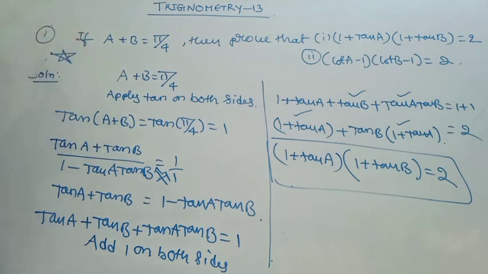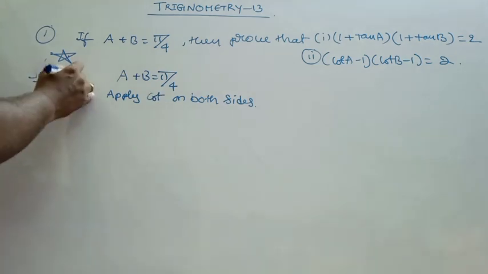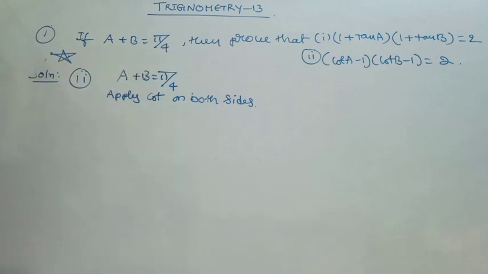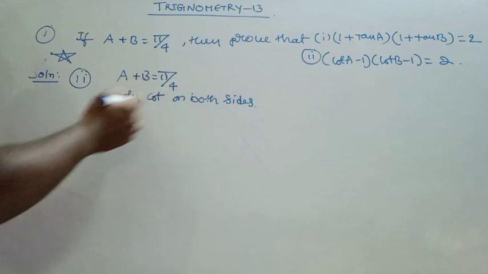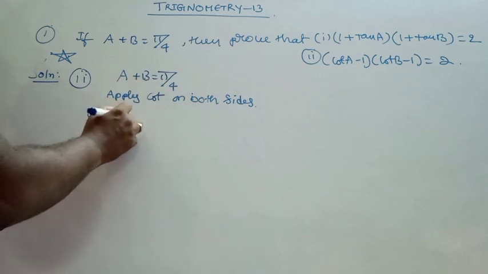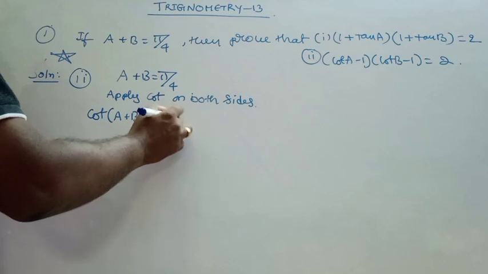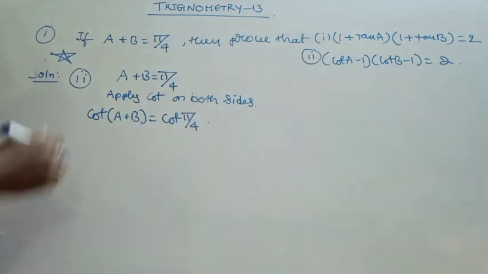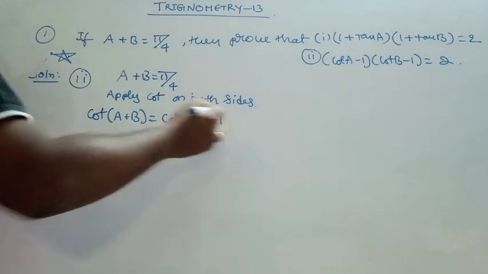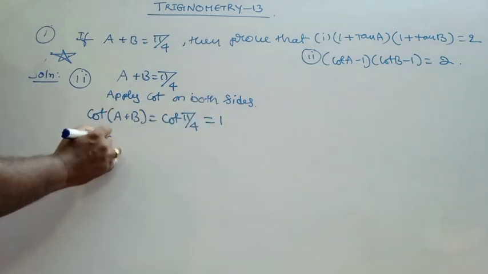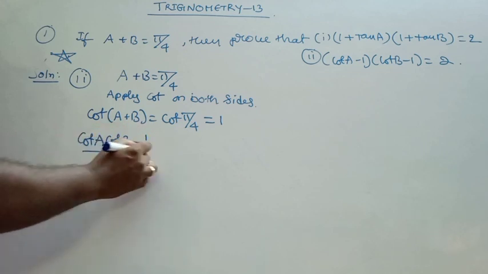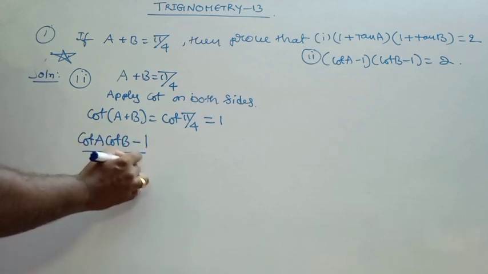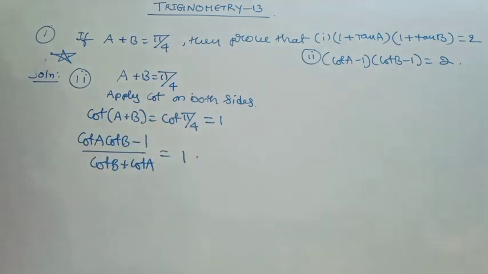Now let us prove the second part of this. For this it is very easy: you apply cot on both sides and do the same process. We are going to observe it now. The second part of the problem, a plus b is equal to pi by 4, they have given here. Now apply cot on both sides, then we get cot of (a plus b) is equal to cot pi by 4. And cot pi by 4 value is 1. The cot(a plus b) formula is (cot a cot b minus 1) by (cot b plus cot a), and this is equal to 1.